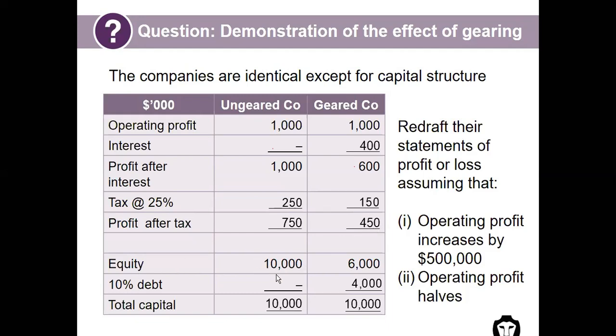You've got here equity 10,000, no debt. You've got here equity 6,000, debt 4,000. It is a 60-40 ratio. Total capital is equal. Do you understand this financial situation?